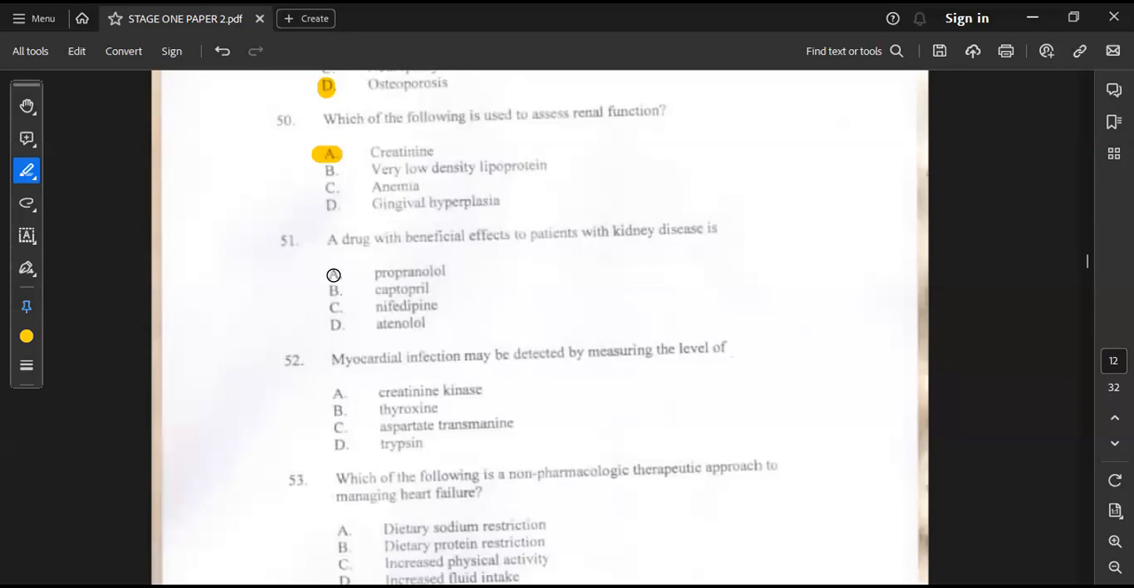Myocardial infarction may be detected by measuring the level of creatine kinase, thyroxine, aspartate transaminase, and troponins. So it's creatine kinase, the MB isoform, if I'm not wrong. Yes, the MB isoform of creatine kinase.